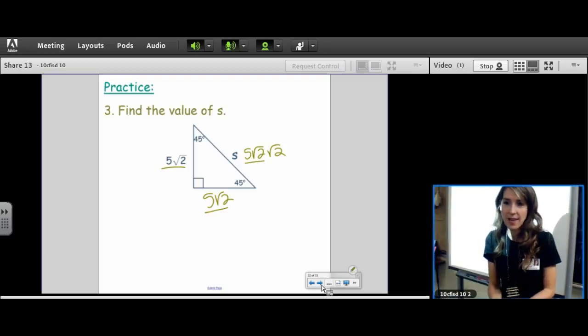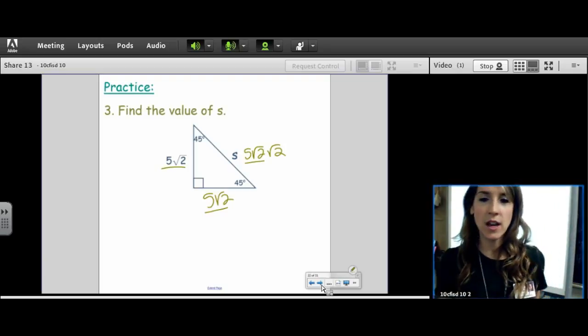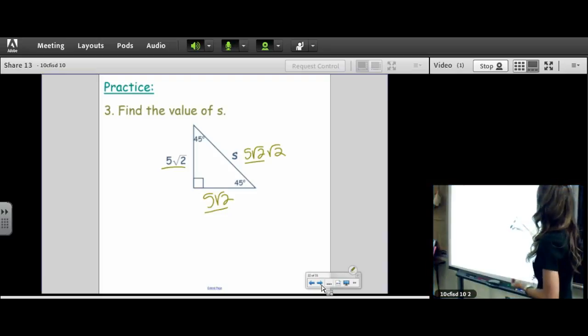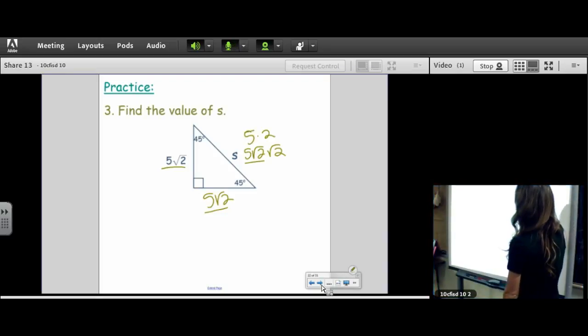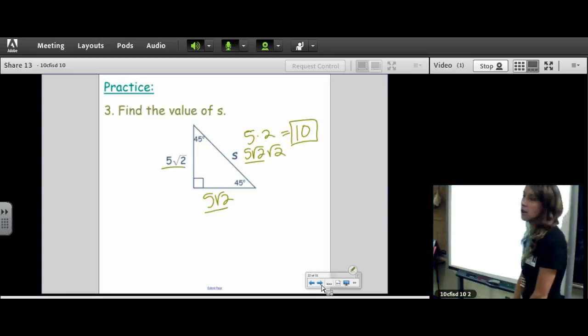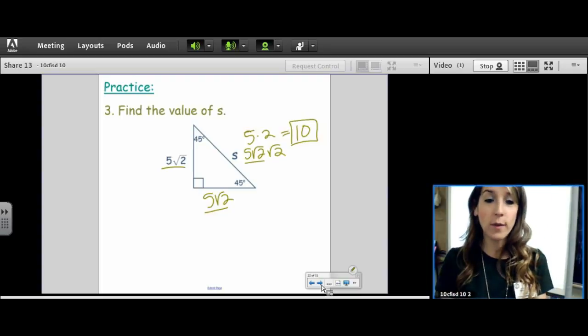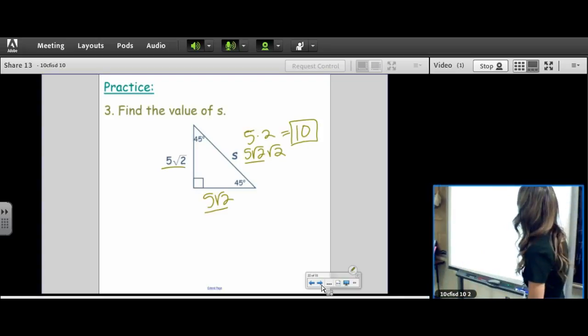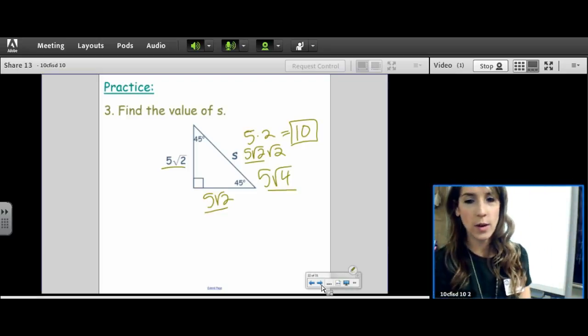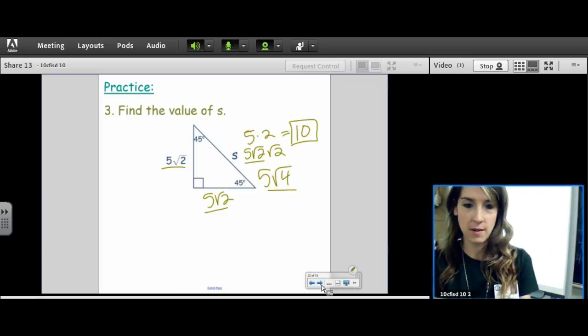Now we need to simplify. That's why we spent days learning how to simplify radicals. Square root 2 times square root of 2 is actually just 2. So the length of the hypotenuse is 10. If you want to write square root of 4 first, you can. But we know that 4 is a perfect square, so we never leave our answer like this. You would not get full credit on the quiz. The simplified answer is 10.